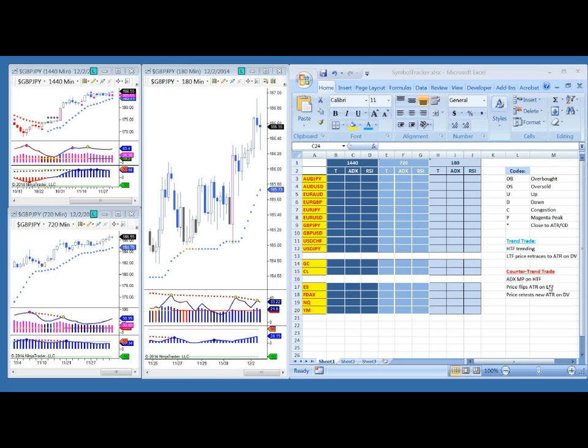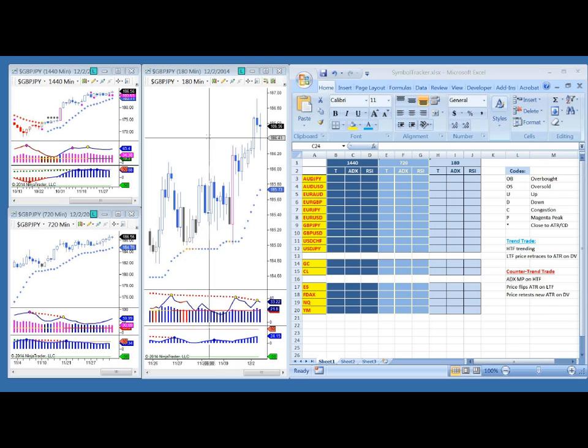Everybody with me so far? Because it's going to get more complicated. To me, it's not really complicated, but we've got to understand the codes, okay? Counter trend is the Buddha.